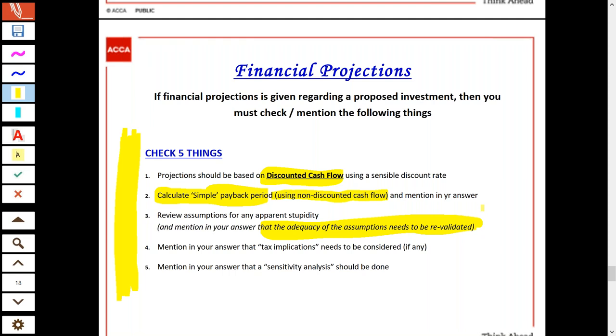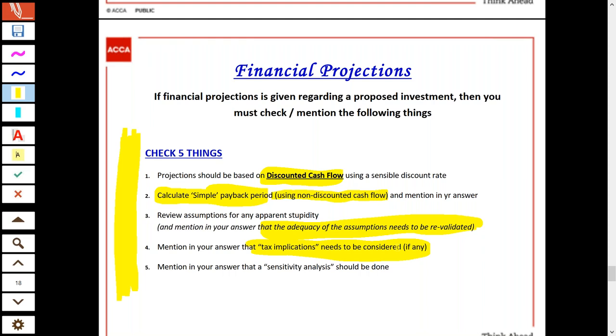The fourth thing is to mention in your answer any tax implications that need to be considered. Sometimes the projections may include after-tax impacts, and sometimes they will not talk about tax at all. In case the projections do not talk about tax, it's nice if you write a line that any tax implications in the country need to be considered in the projections. Just throw a stone and go out.